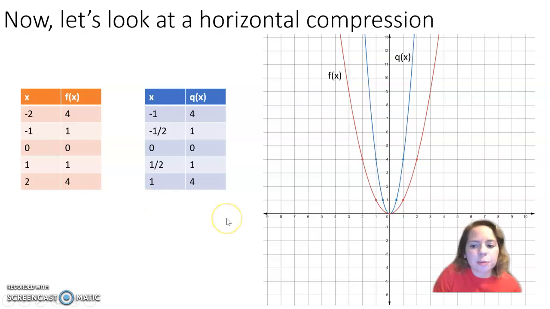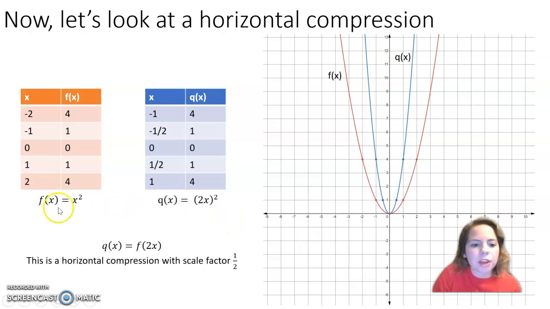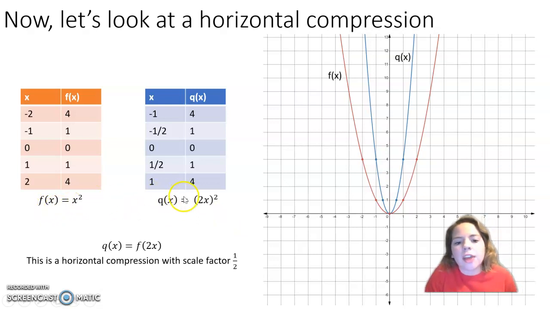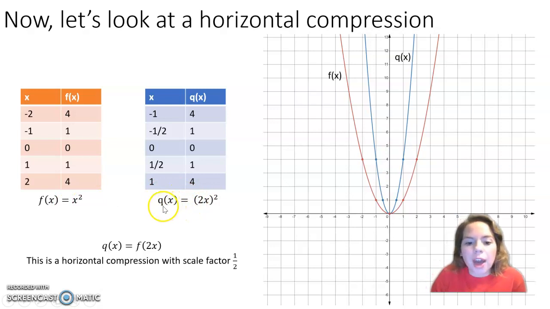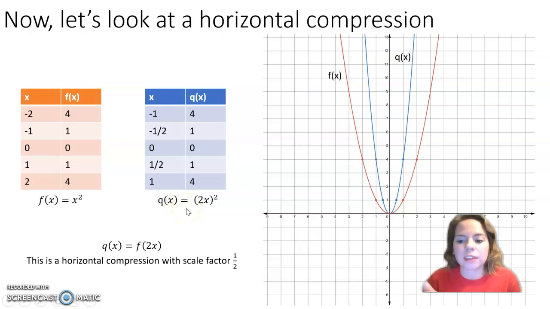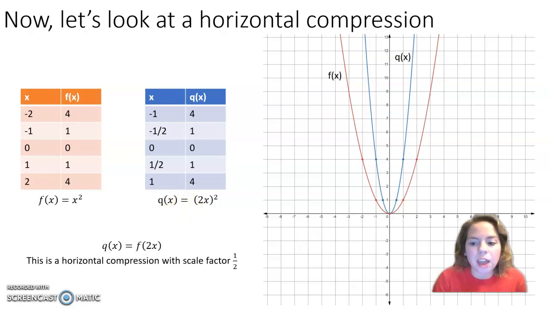So if we take a look at some specifics on this one, we got the tables there, we got our equation. So again, the original is f of x equals x squared. And then I called the blue one here q of x. And the q of x is equal to 2x, raised to the second power. So notice please again that the 2, that's like our k value, it's in the parentheses with the x value. So that's how we know then that this is a horizontal transformation, because again, that k value is right in the parentheses with the x value.